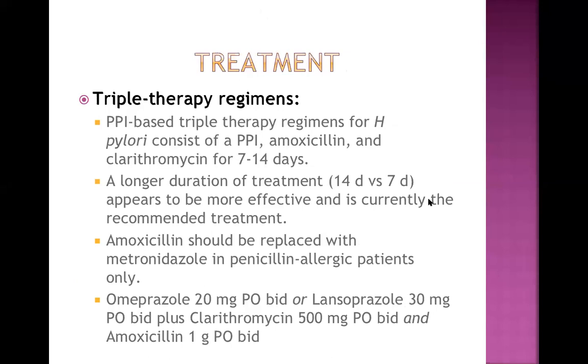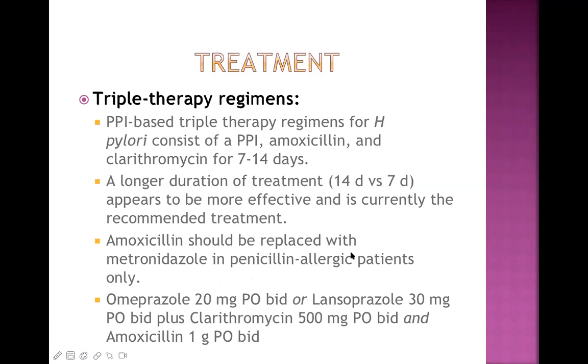Now what we do for Helicobacter pylori, we give triple therapy. Now what is that triple therapy all about? This is PPI based therapy that consists of one PPI, amoxicillin and clarithromycin for 7 to 14 days. Usually we give this for 14 days, which is more effective than the 7-day course. So PPI, let's say omeprazole, amoxicillin and clarithromycin, these are the medicines.